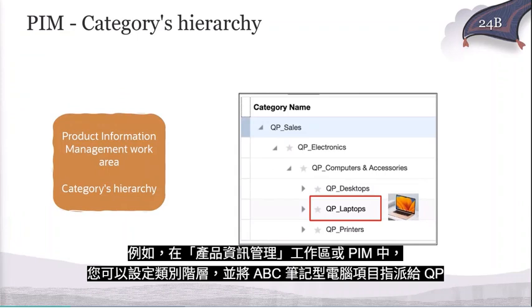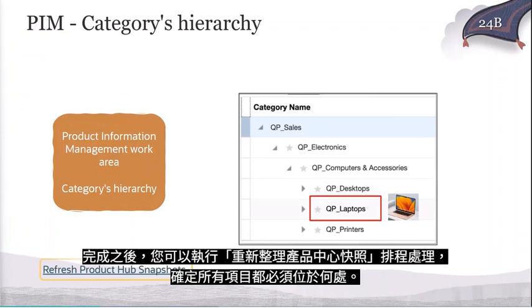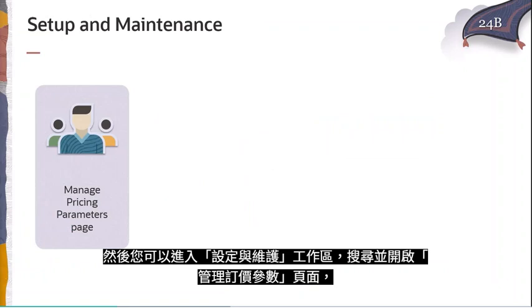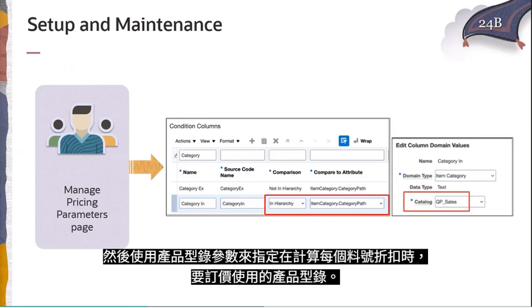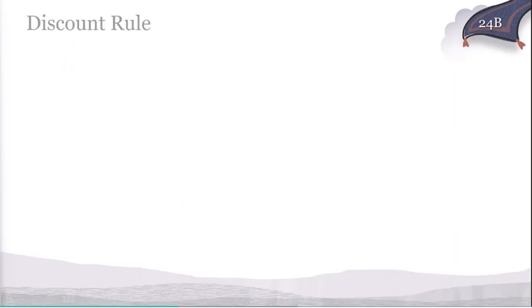As an example, in the Product Information Management work area, or PIM, you can set up a category hierarchy and assign the ABC laptop item to the QP laptop category. Once you've done that, then you can run the refresh product hub snapshot schedule process to make sure that everything is where it needs to be. Then you can go into the Setup and Maintenance work area, search for and open the Manage Pricing Parameters page, and then use the product catalog parameters to specify the product catalogs that you want pricing to use when it calculates each item's discount. Use the Manage Metrics Class page to set up your pricing metrics for the QP sales catalog in the catalog hierarchy.